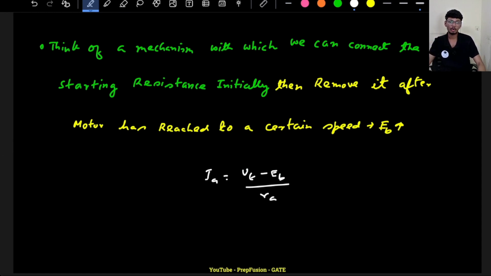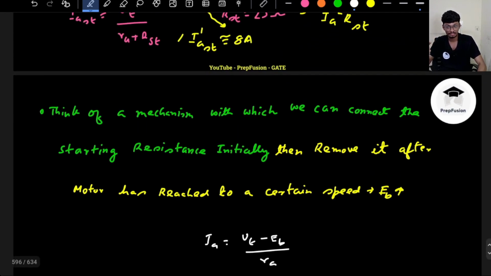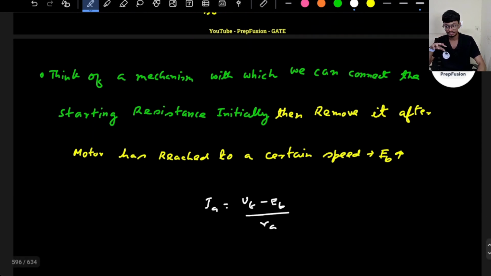Now, what are the drawbacks of high starting current? First of all, a huge current will flow. There will be sparking in the commutators. Brushes will get deteriorated. Armature reaction will be huge. The current is higher, so there will be huge losses. All these problems are there, so that's why we don't want this.